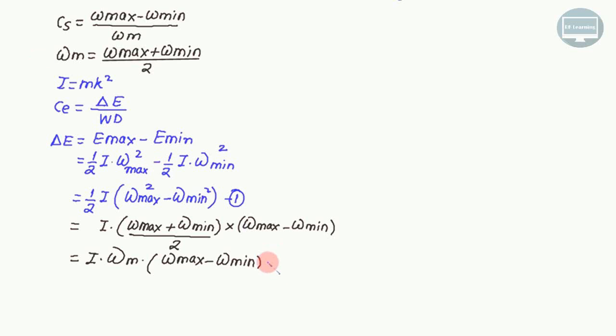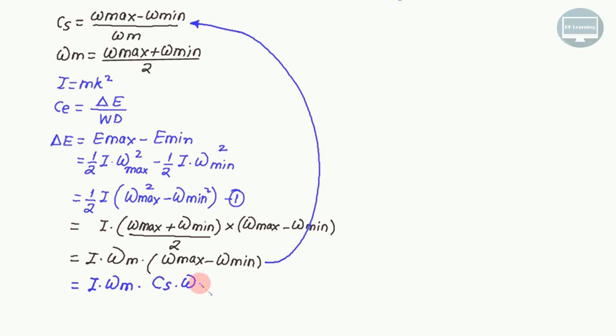Now if you take a reference of omega max and omega min from this case, can we replace omega max minus omega min as CS multiplied by omega mean? So what I get is I multiplied by omega m, and this term is CS multiplied by omega m. So my final equation for delta E is I CS into omega m square. Remember there is no by 2 in this equation, and in the first equation we do have by 2.